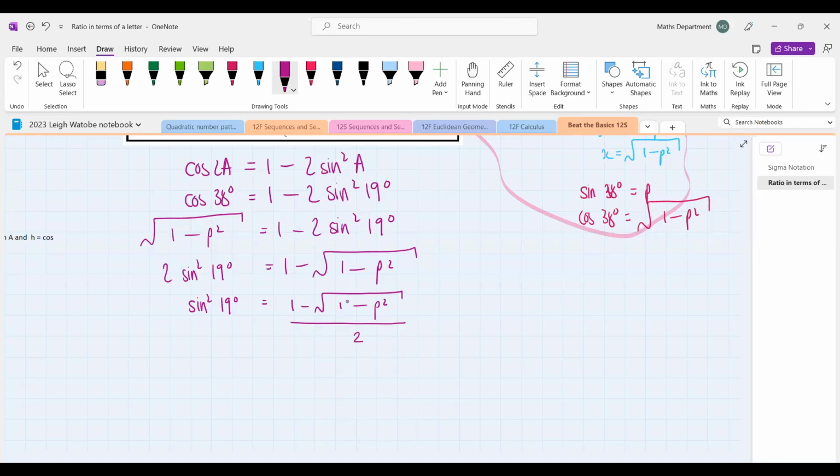And then to get sine 19 on its own, we've got to take the square root. So the sine of 19 is going to be equal to the square root of (1 minus root 1 minus p squared) all over 2. Okay, like you had said, Pinga. There we go. That now, Katleho and everybody else, that's your final answer.